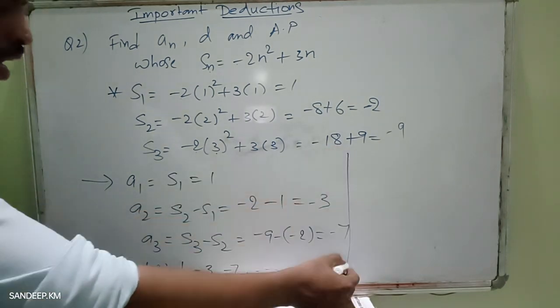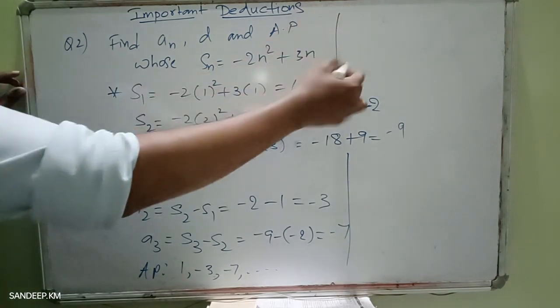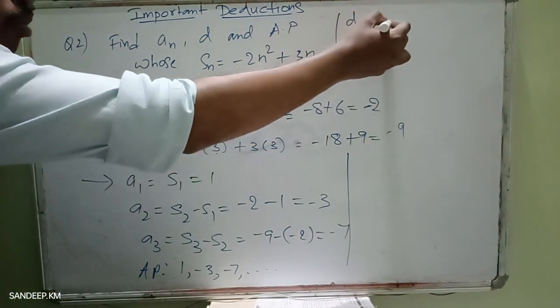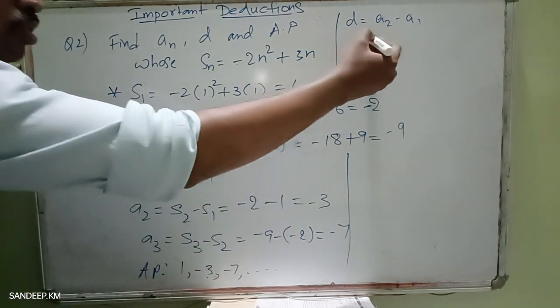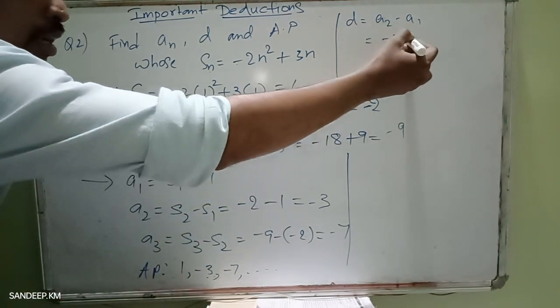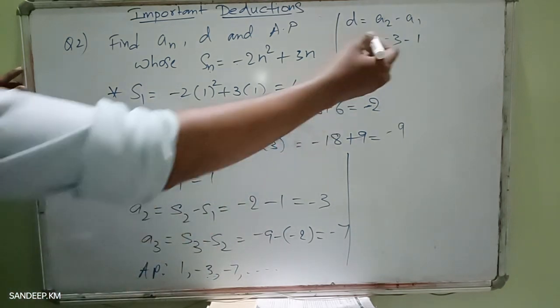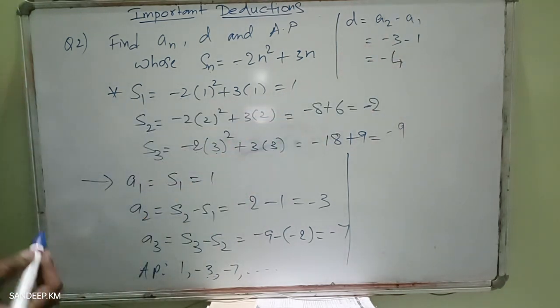And if you know the AP, you can find the common difference. So what is the common difference? A2 minus A1, so second term minus first term. So how much do we get? The second term is minus 3 minus the first term 1, and we get minus 4. The common difference is equal to minus 4. And finally, what is the nth term? We should also find the nth term, right?